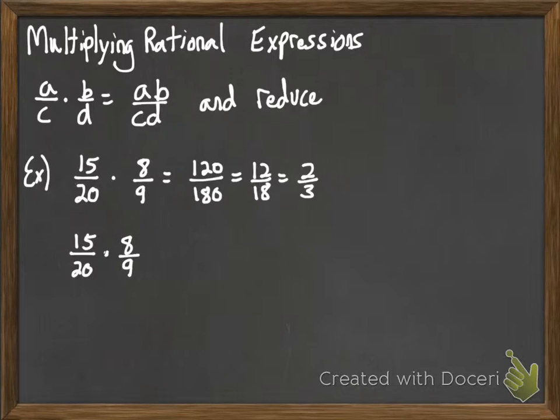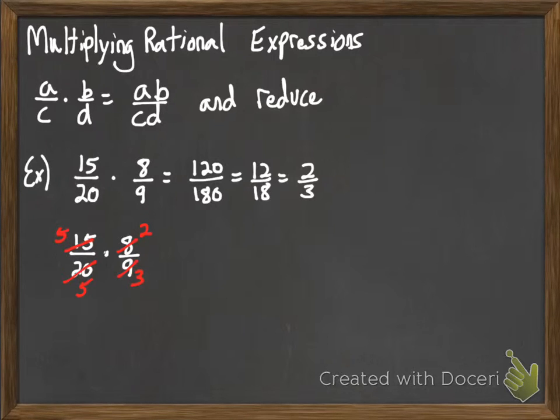So with 15 over 20 and 8 over 9, we look for something common in the top and bottom to divide out. So for instance, we could take a 3 out of both the 15, which would leave us a 5, and a 3 out of the 9, which would leave us with a 3. We could take a 4 out of the 8, which would leave us with a 2, and a 4 out of the 20, which would leave us with a 5.